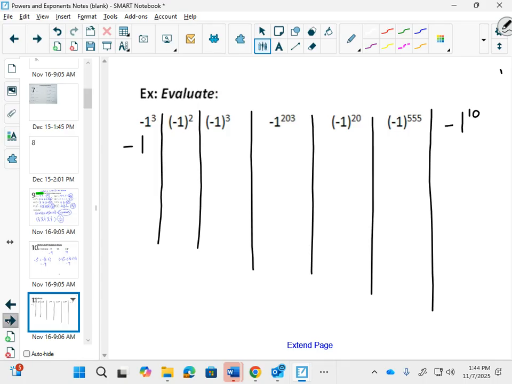So in this one, I'm going to put a circle around this. That's the only thing the exponent hits. And that's going to be equal to 1, and then you have a negative in front. The next one is positive 1, because now the exponent hits the whole thing, so it means negative 1 times negative 1, and a negative times a negative makes a positive.